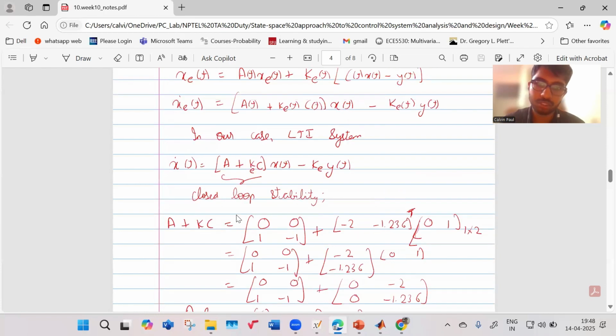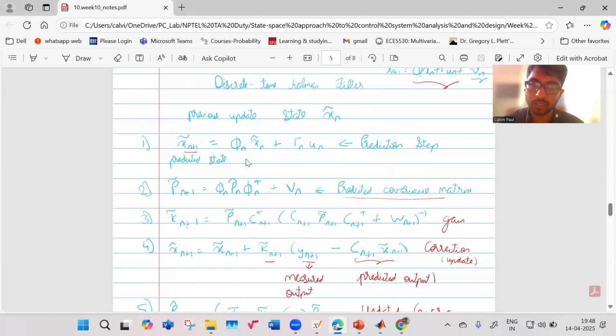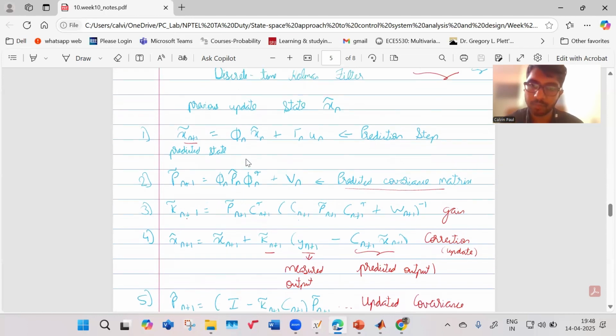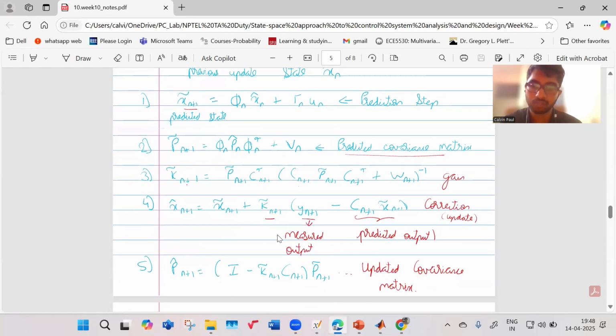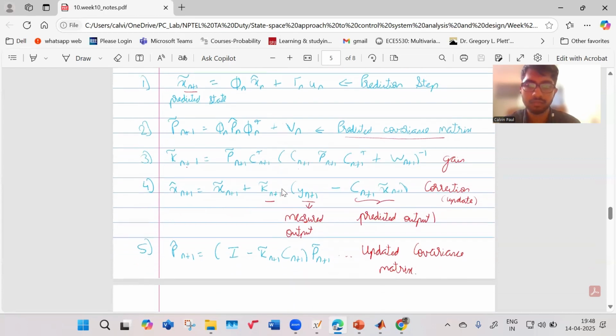We can find closed loop stability also. For the distributed Kalman filter, the algorithm steps were shown: we have a prediction step, we estimate the covariance matrix, then we find a gain, do the correction and update, and update the covariance matrix. So this is a recursive algorithm and it has two steps. First is prediction, and then we correct our prediction. This is the power, this is the logic of the Kalman filter. And this very simple basic logic is used in various places.